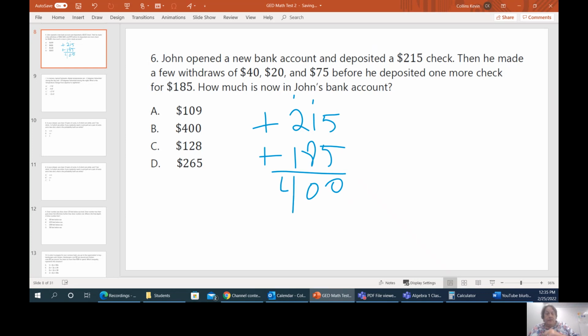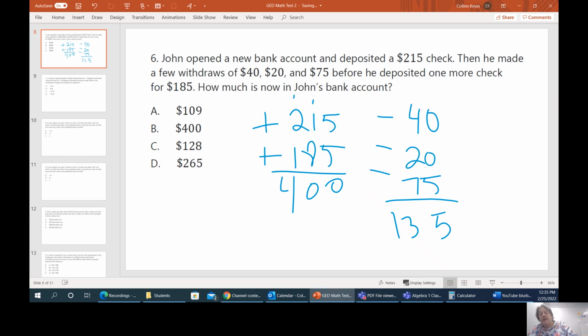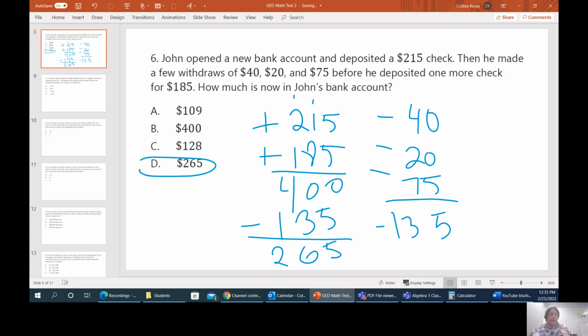And so that's going to be $400. So then his withdrawals, these are the negatives, right? So we got 40, 20, and 75. So we add these up. These are the deductions, right? There's 5, and then we got 6 plus 3, so that's $135 that's being subtracted. So the overall total, and like I said, I would definitely recommend using a calculator, it's going to be $265. So there's your guy. Okay, but please use your calculator. All right, let's check out another one.